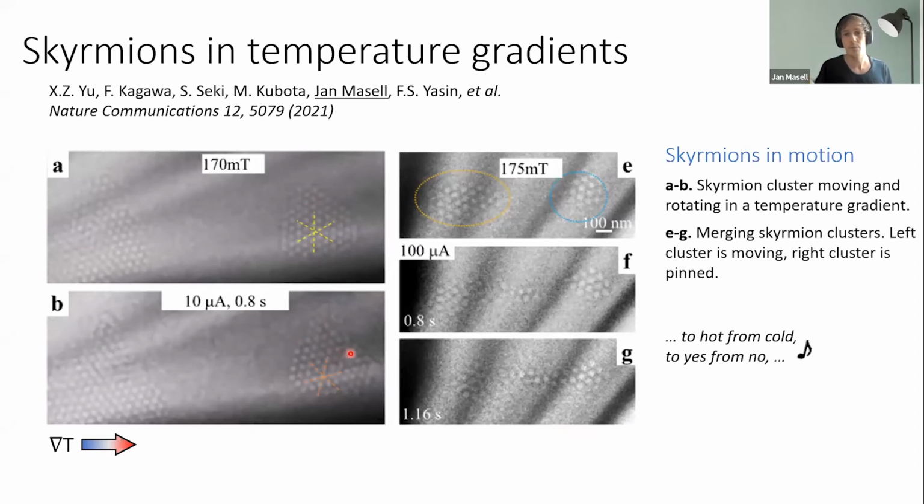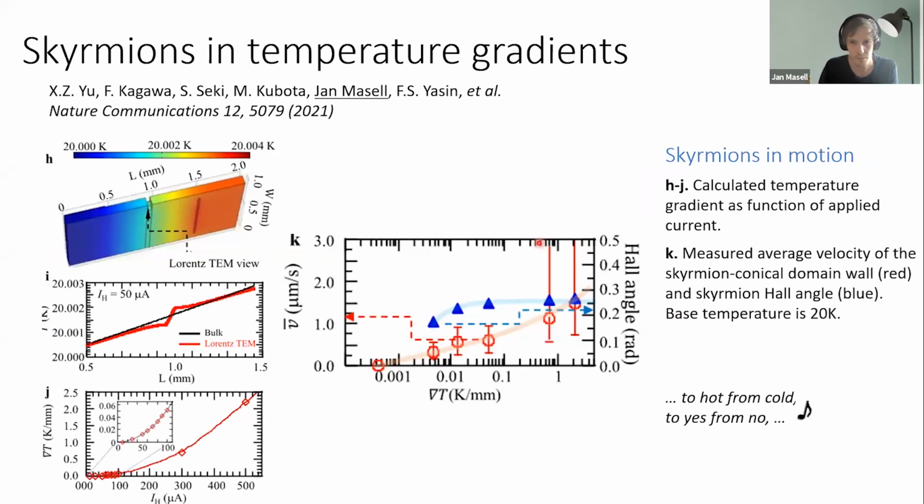Or you can look at skyrmion clusters moving inside this conical or polarized background and see that they are rotating while moving, for example, or they can merge if one of them is pinned. So the right one here should be pinned and the left one can move and then merge with the right one. And it's all as in the prediction by Perry, that it moves from hot to cold. Wonderful.